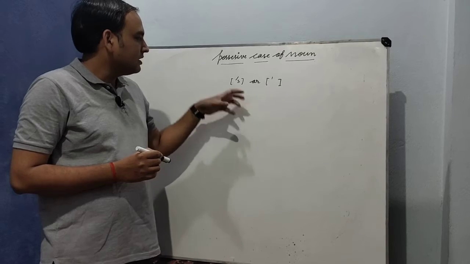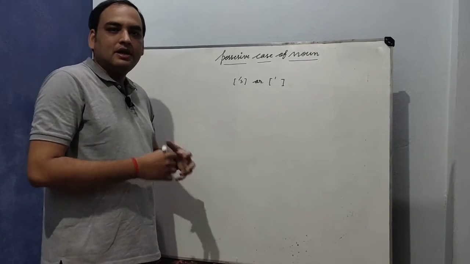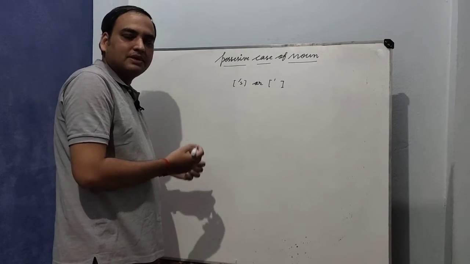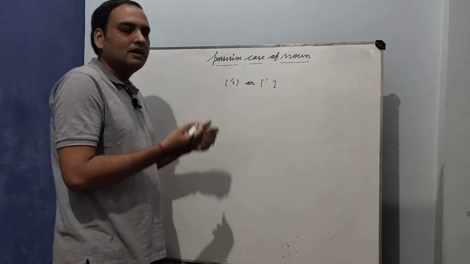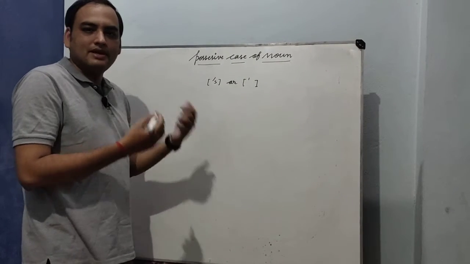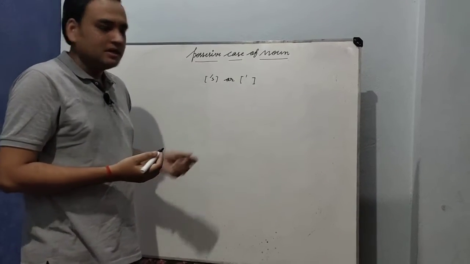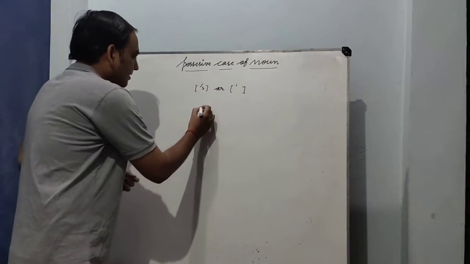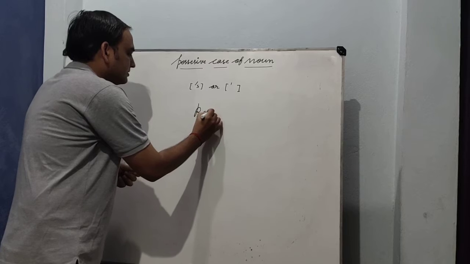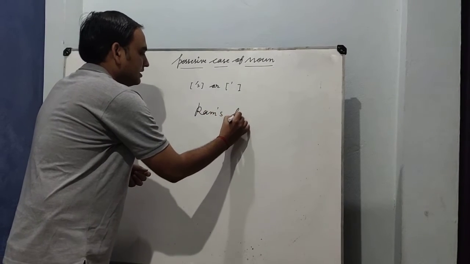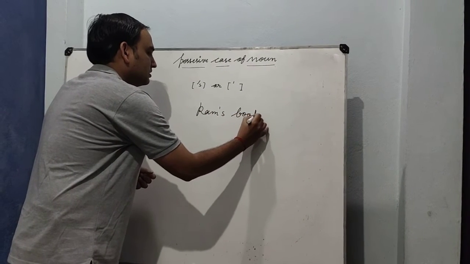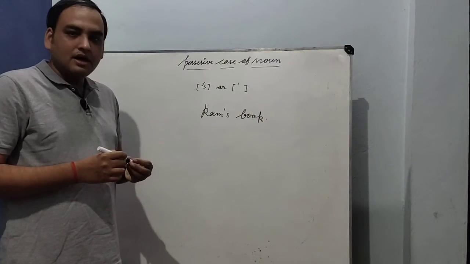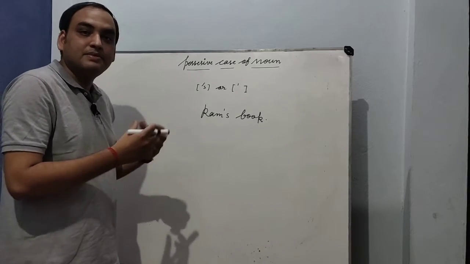What this possessive or the apostrophe tells us is that the sentence shows possession or relation, meaning a noun shows possession or relation in a sentence with other words. This is called possessive case of noun. Suppose, Ram's book. Here we are talking about a book that is an object and Ram has its possession.